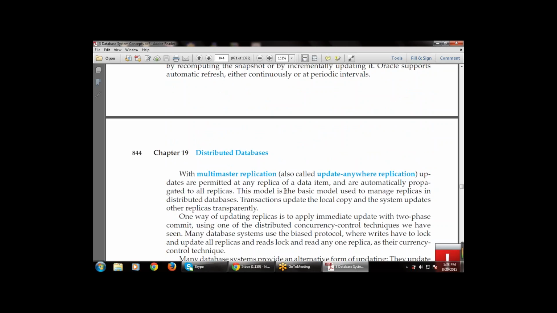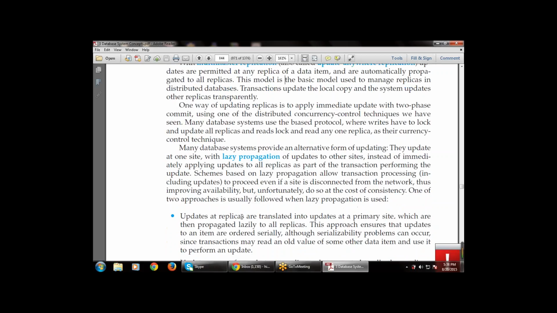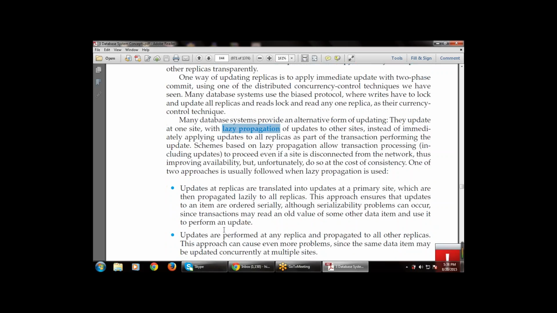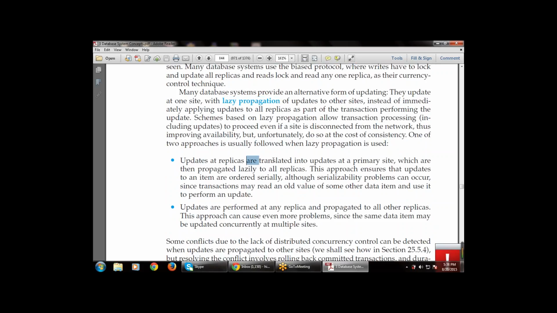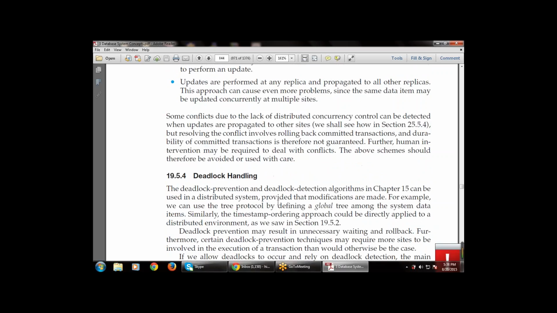One way of updating the replicas is to apply immediate updates with the two-phase commit protocol. Many database systems provide an alternative way of updating, using lazy propagation. Updates at the replica are translated into updates at the primary site, which are then propagated lazily to all the replicas.